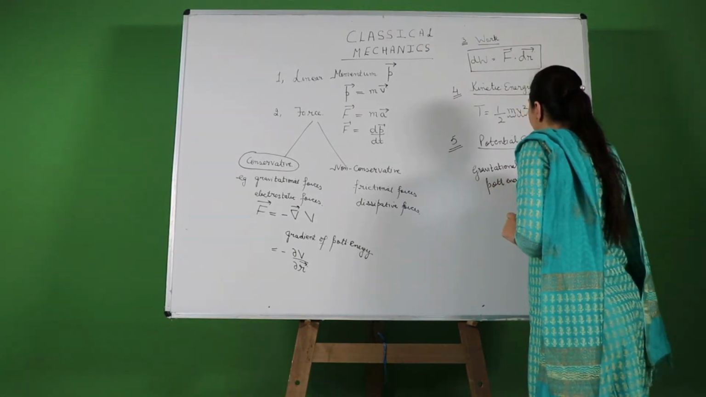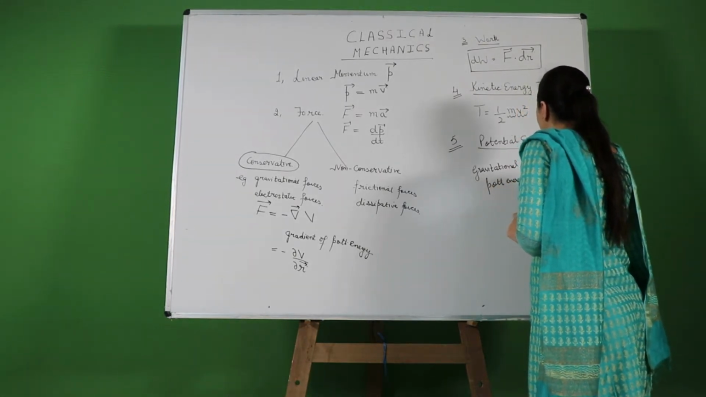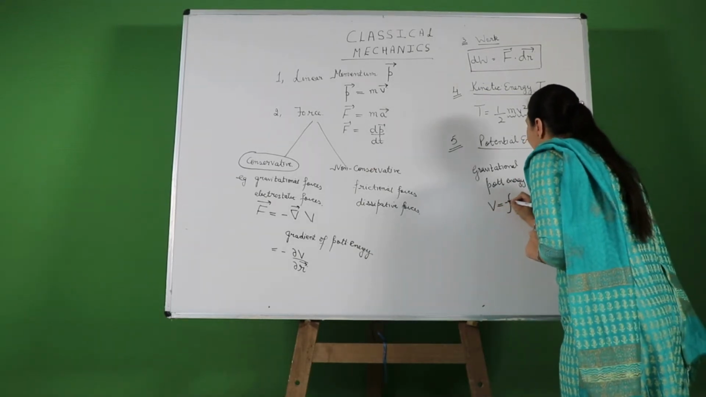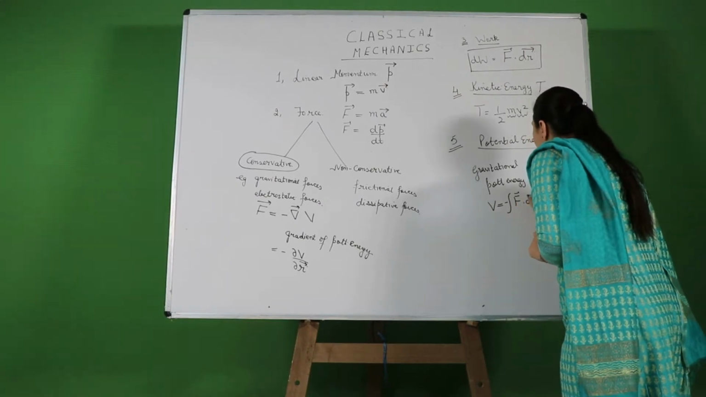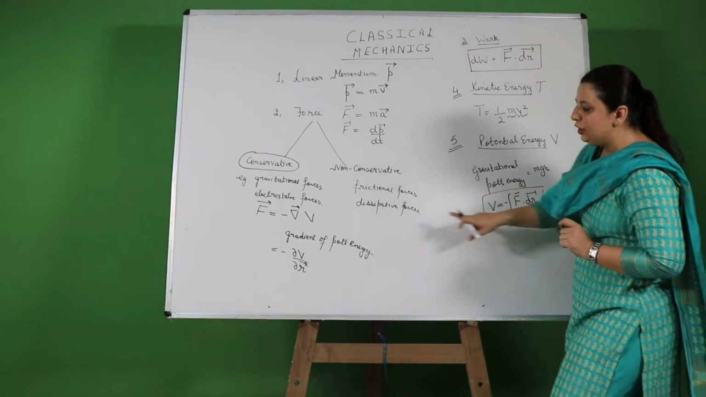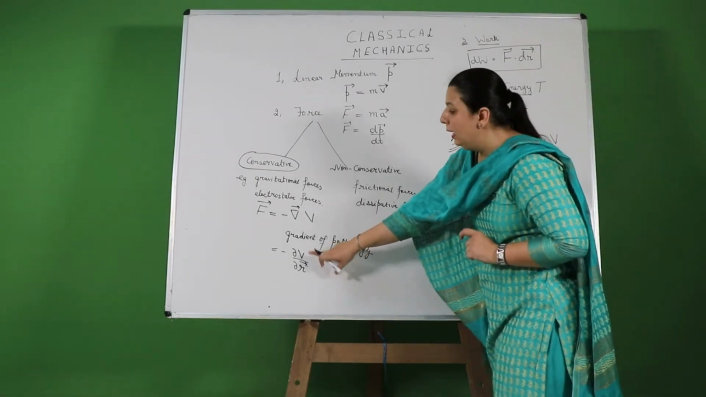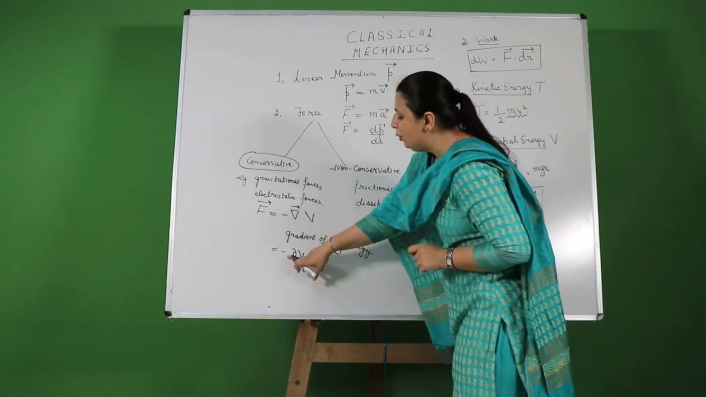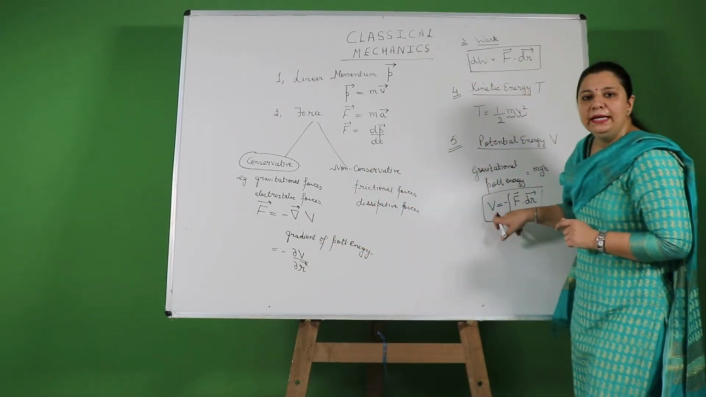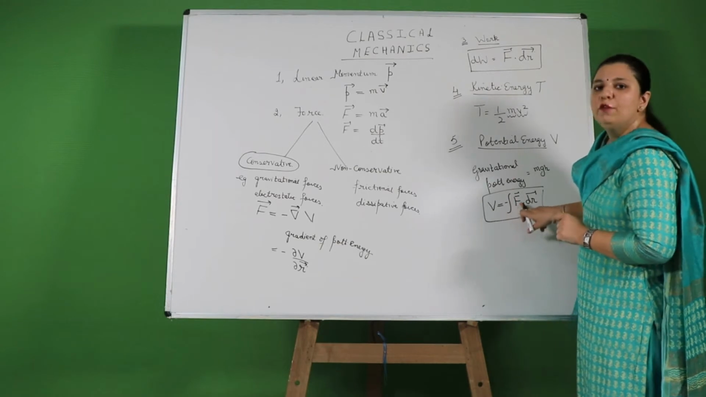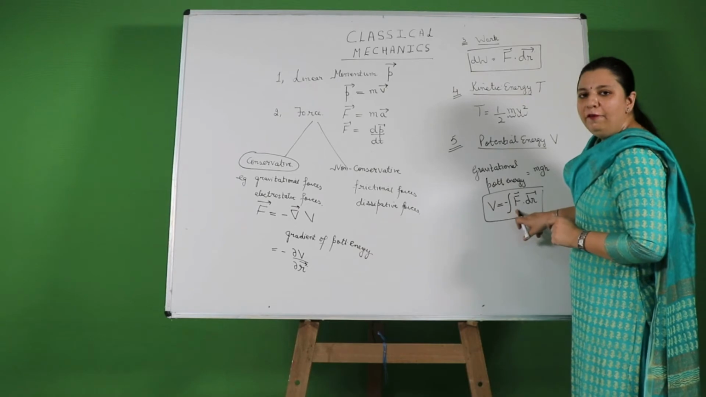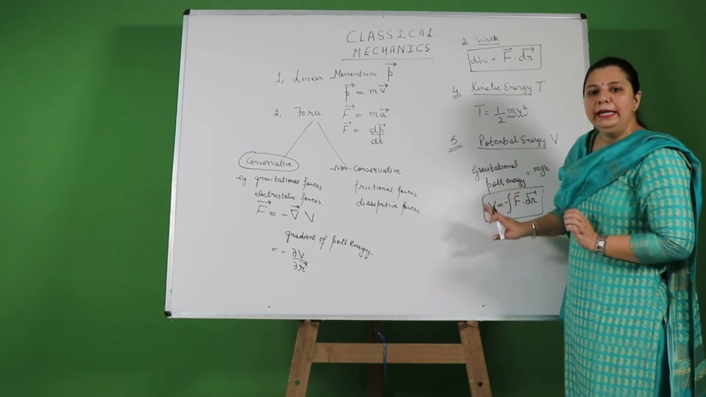So if I am talking about gravitational potential energy, it will be simply mgh, or in general potential energy will be equal to the integral of negative F dot dr. From where have I taken this relation? I have taken this relation from here. Here I have stated force is equal to the derivative of potential energy. So potential energy can be represented as the integral of force with respect to the displacement. So potential energy is the integral of F dot dr with the negative sign.